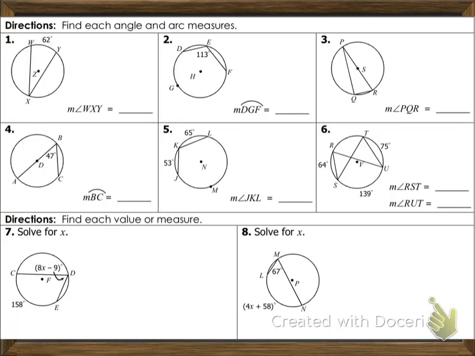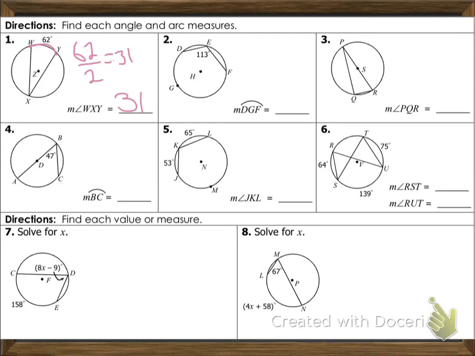Find each angle and arc measure. If you notice in number 1, they gave us the arc measure of 62. To find the angle x, or WXY, you're just going to divide it by 2. So 62 divided by 2 will be 31. So that's going to be the measure, 31.